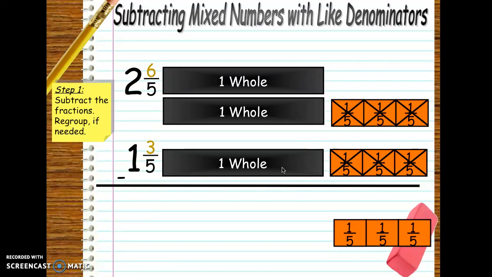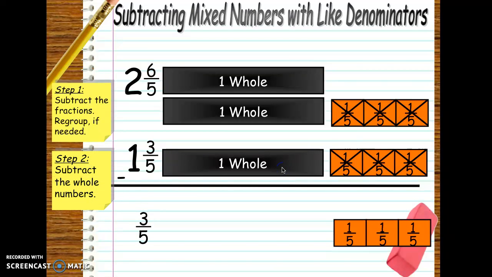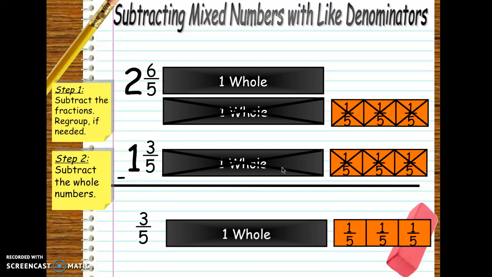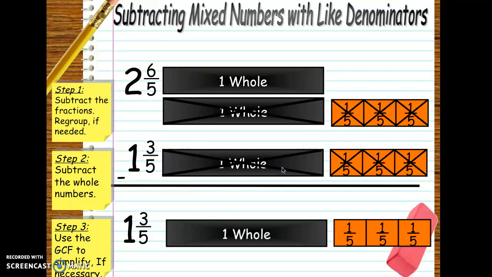Now we're going to employ step number 2. If you remember, step number 2 is subtracting those whole numbers. Since we have more whole numbers on the top, we have 2, and less on the bottom, 1, we can just easy peasy subtract 1 from 2, leaving us with 1 whole. And our final answer is going to be 1 and 3/5. Now, step 3 tells us to regroup, but luckily in this problem, we don't have to regroup.